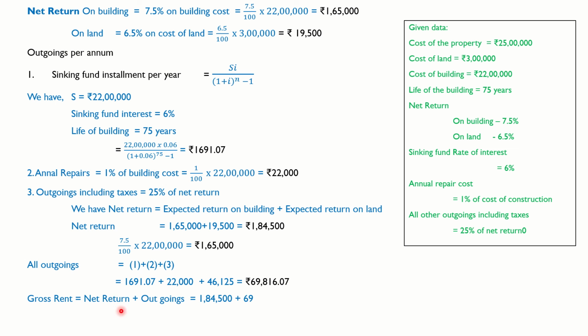Now, gross rent is net return plus outgoings, which is 1,84,500 plus 69,816, this all outgoings. So we got it as 2,54,316. So rent per month. If you divide that value by 12, you will get the rent per month, which is 21,193. This is a new modern kind of building.